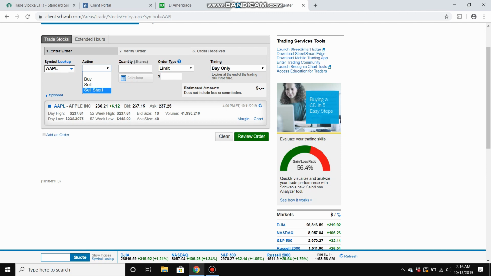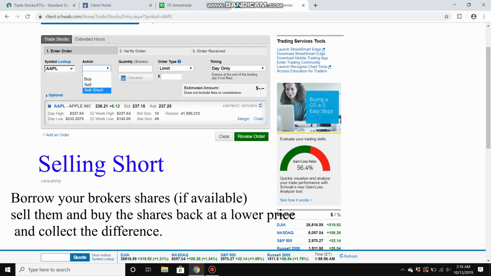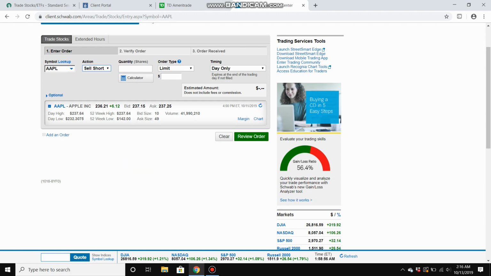Sell short is when you expect the value of the company to go down. So what happens is when you short a stock, you're borrowing your broker's shares of the company. Charles Schwab will have a certain amount of Apple shares in its portfolio, and they lend you those shares. And when they lend you those shares, you short them at that price. So at 236.21, you're shorting Apple.